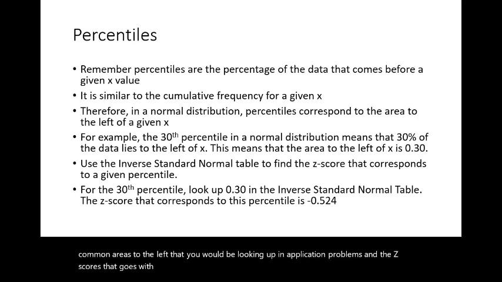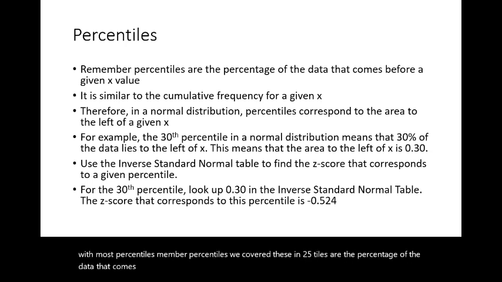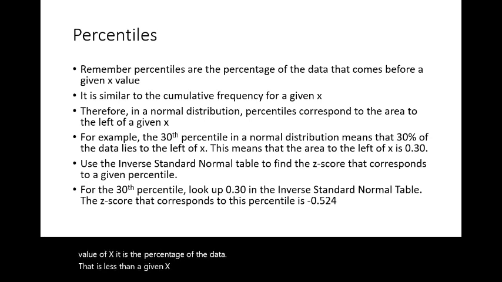The inverse standard normal table gives you the z-score that goes with most percentiles. Remember, percentiles, we covered these in 2.5. Percentiles are the percentage of the data that comes before a given value. It's basically the cumulative frequency for a given value of x. It is the percentage of the data that is less than a given x value. Sound familiar? Percentiles are the area to the left of a given data entry.